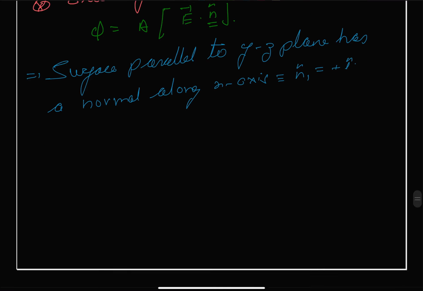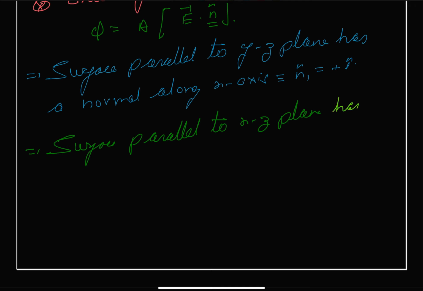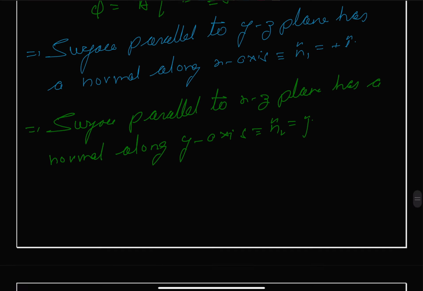Similarly, the surface parallel to the XZ plane has a normal along the y-axis. So we can say our n2 unit vector will be equal to j. Now we can find out the individual flux.